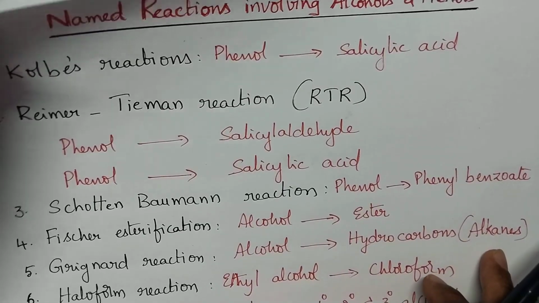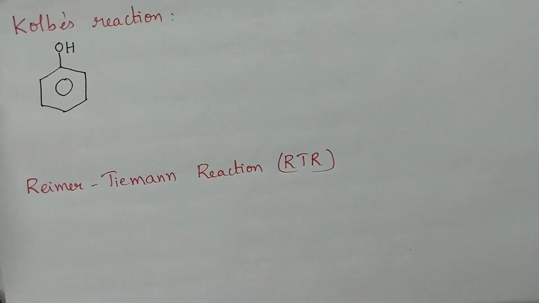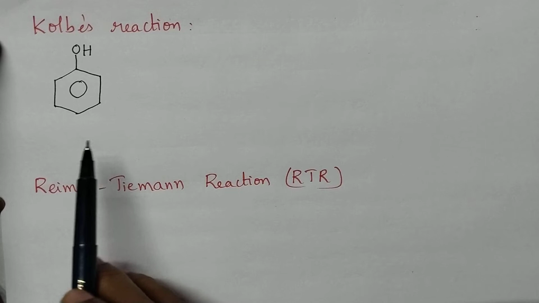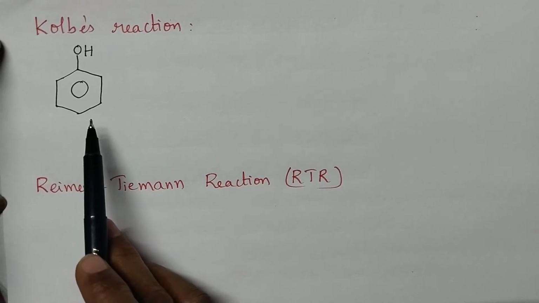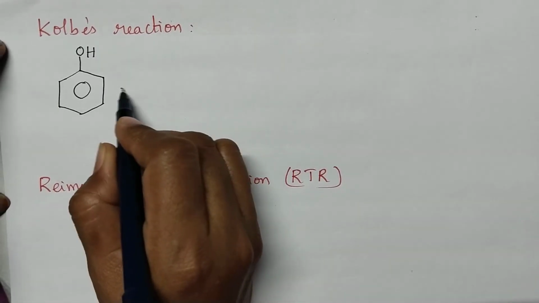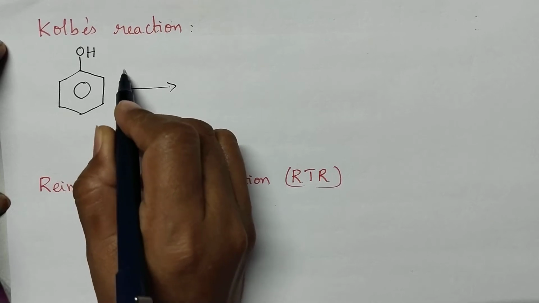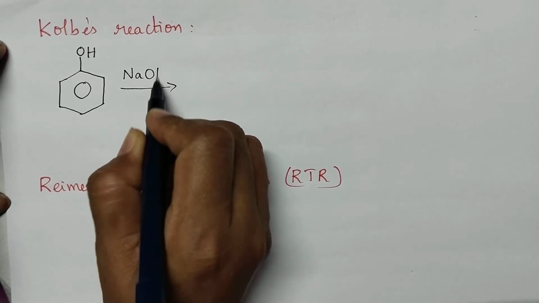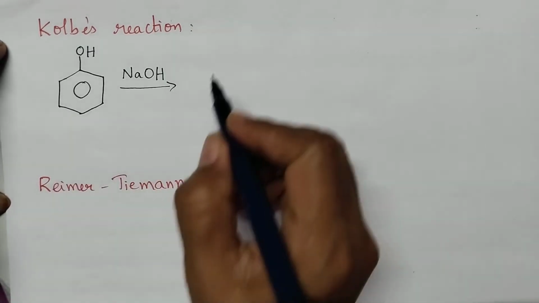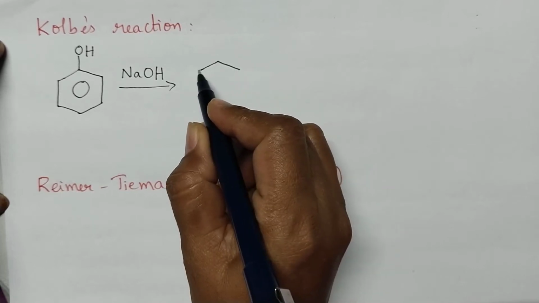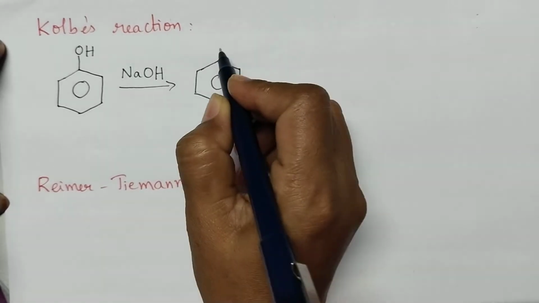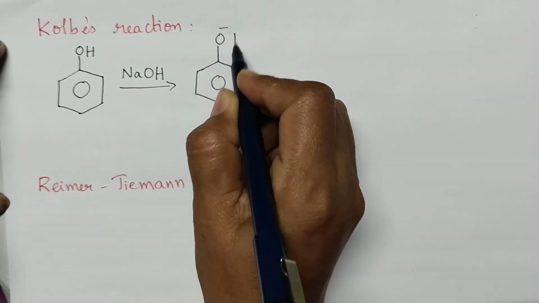Now I am going to discuss in detail each and every reaction. Coming to Kolbe's reaction, it generally involves the conversion of phenol into salicylic acid. So let us consider phenol. Phenol is initially treated with alkali. Let us suppose it is treated with sodium hydroxide. Then what happens? It results in the formation of sodium phenoxide.